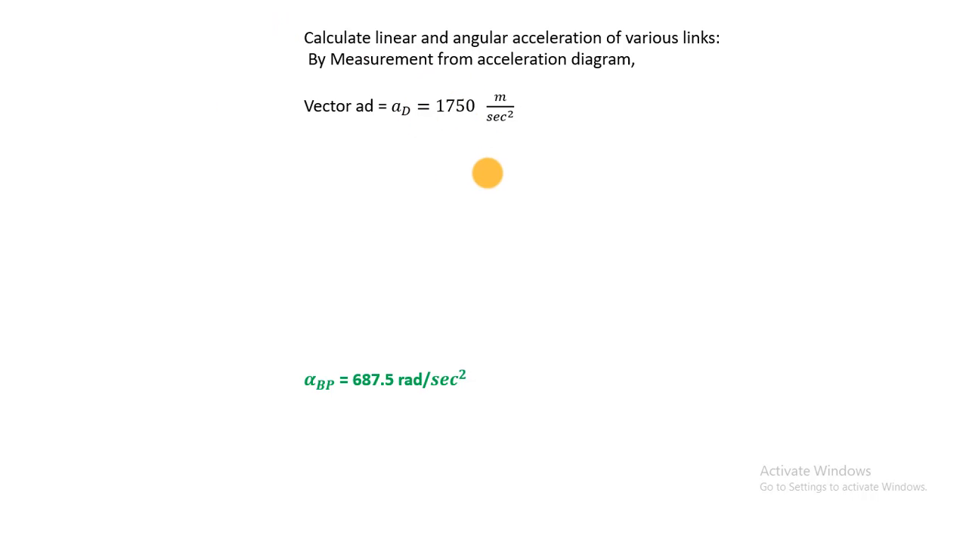The next step is the calculation of the linear and angular accelerations for the various links, which we can calculate by measurement from the acceleration diagram. We already have the acceleration diagram. To get the acceleration of point D, just measure the length of vector AD and multiply by the scale chosen for the acceleration diagram. We get the acceleration of point D as 1750 meter per second square. This is one of our answers.